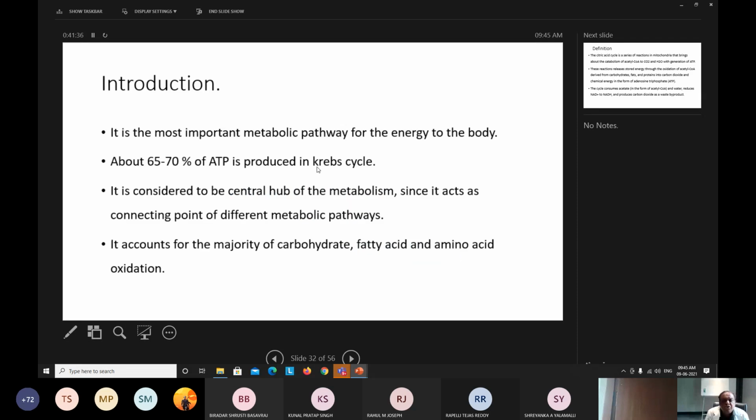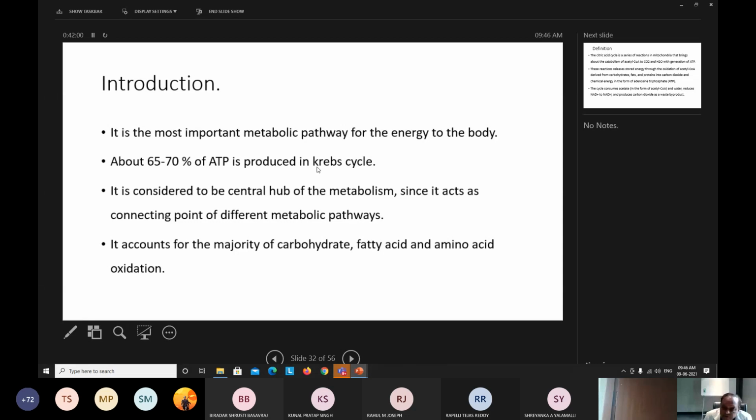So it is the most important metabolic pathway to provide the energy to the body, and about 60 to 70% of the ATP is produced by this cycle, and it can be considered as a central hub for the metabolism since it acts as a connecting point of different metabolic pathways.